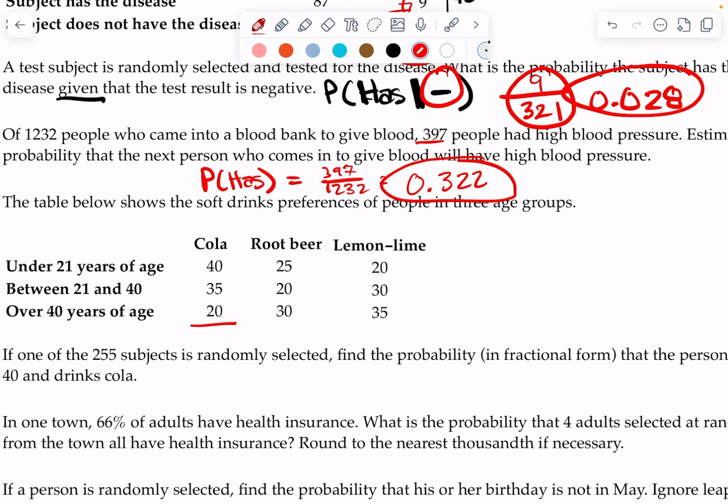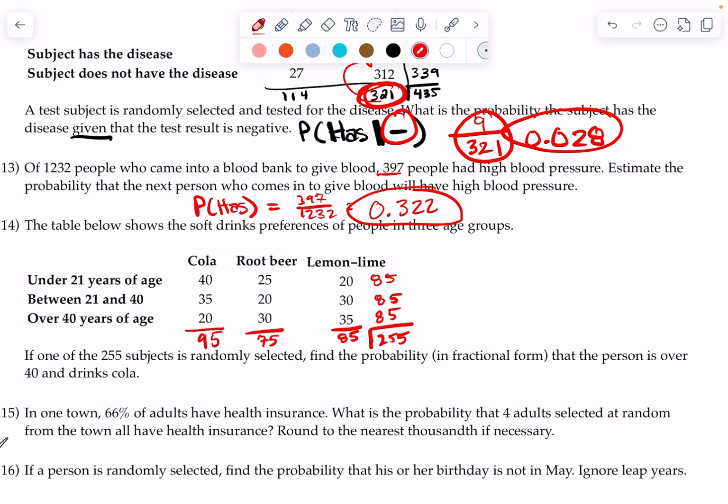Okay, sports drinks. There we go. Cola is $5.95. Root beer is $5.75. The lemon lime is $5.85. Okay. This is 85, and this is 85, and this is 85. That's weird. Okay, yeah, that's right, though. 85 times 3 is a total of 255. Okay, those are my totals. Oh my gosh, one of the 255s randomly. Okay, they give me the total.